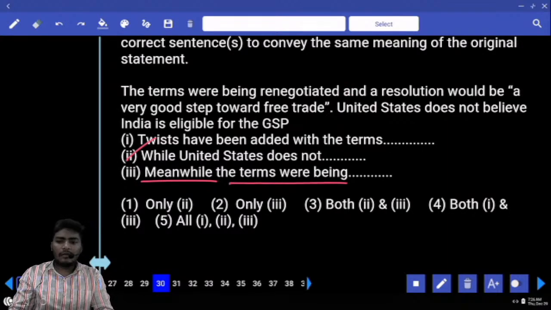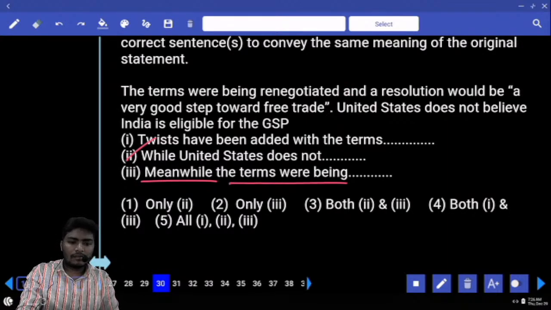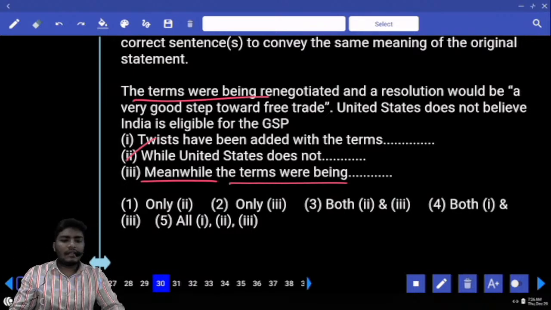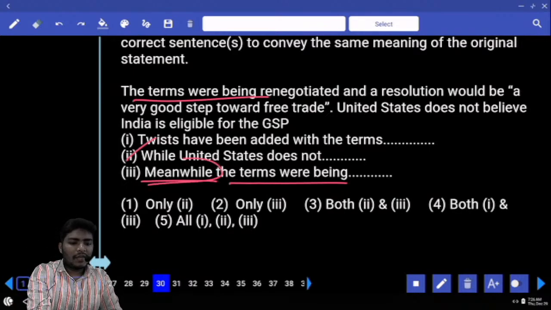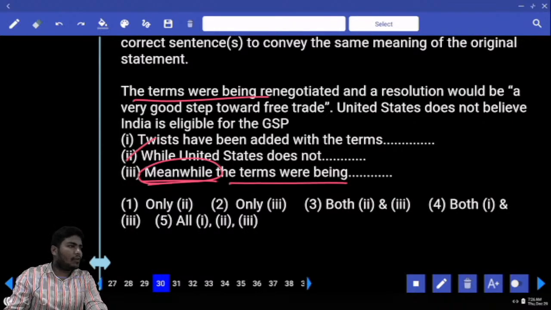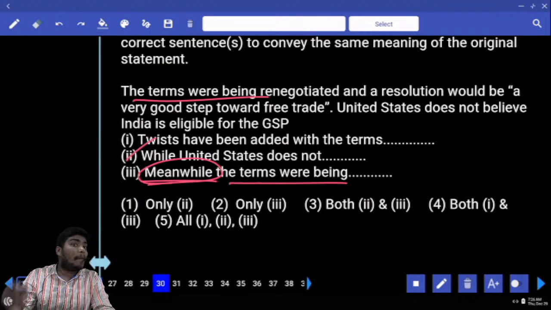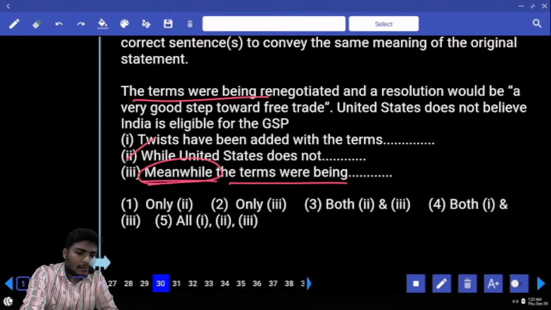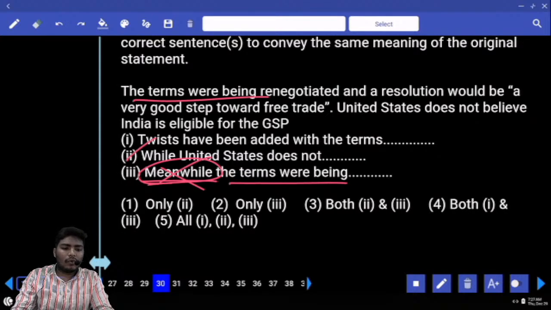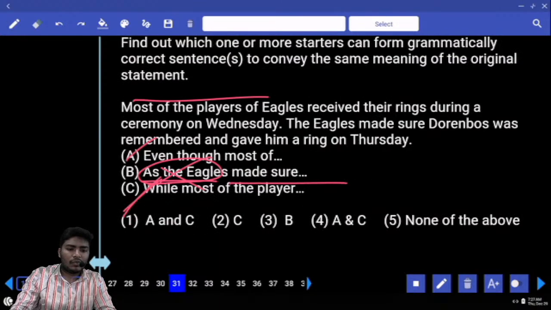Meanwhile the terms were being. So whenever you use meanwhile, remember this is a conjunctional adverb. Conjunctional adverbs can never be sentence starters, remember. They can only be paragraph starters. With conjunctional adverbs, you can start a paragraph. However, nevertheless, nonetheless, meanwhile, therefore, these are paragraph starters, not sentence starters. Remember carefully. So meanwhile cannot be used here. So you can go with only two, the first option. Next, move to 31.